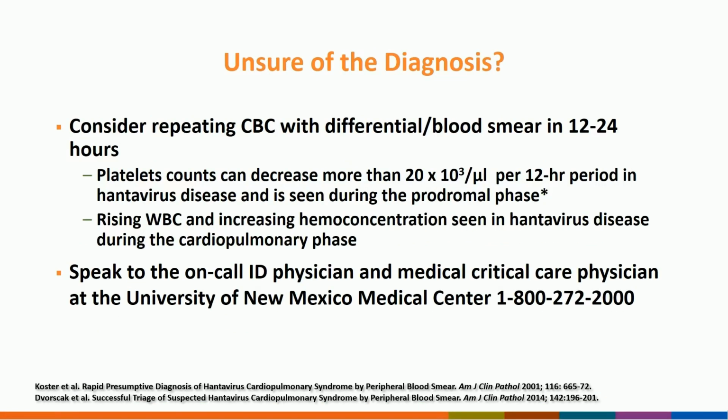Now, what should you do if you're unsure of the diagnosis? One thing you can do is consider repeating the CBC with differential and blood smear in 12 to 24 hours. In patients with hantavirus disease, platelet counts can decrease by more than 20,000 in a 12-hour period. Patients during the cardiopulmonary phase of hantavirus disease will also demonstrate a rising white blood cell count with a left shift and hemoconcentration. Another resource is to speak with the on-call infectious disease physician and the medical critical care physician at the University of New Mexico.